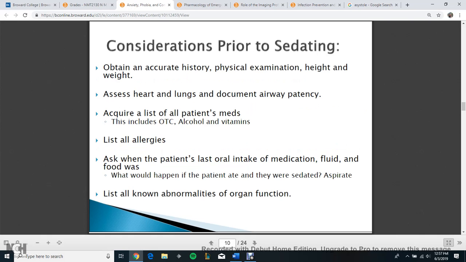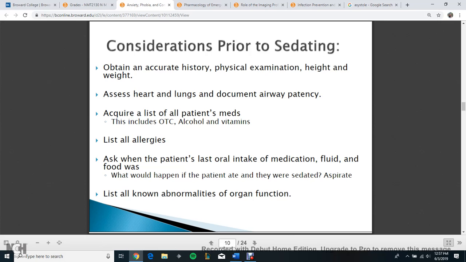Considerations prior to sedating. Obtain an accurate history, physical examination, height, and weight. Assess heart and lungs, and document airway patency. Acquire a list of all the patient's meds. This includes over-the-counter, alcohol, and vitamins. List all allergies. Ask when the patient's last oral intake of medication, fluid, and food was.